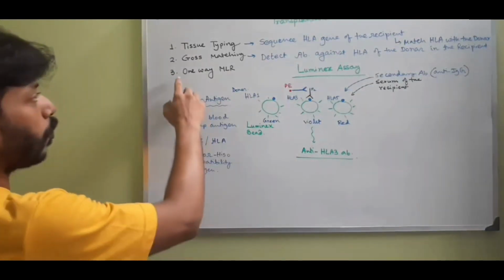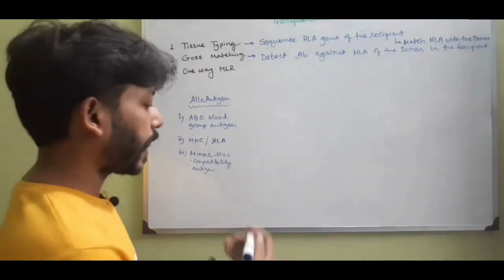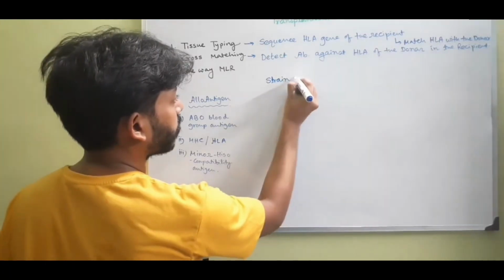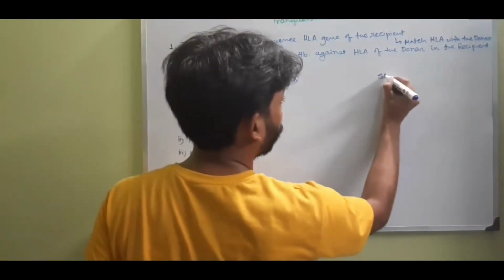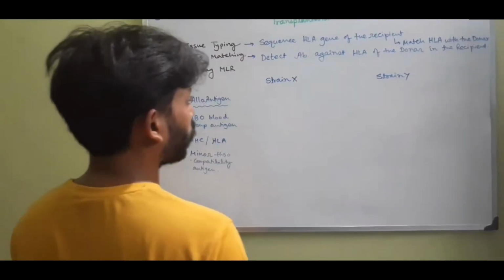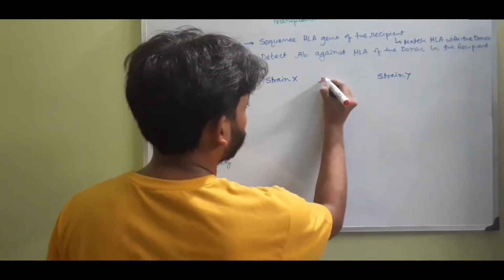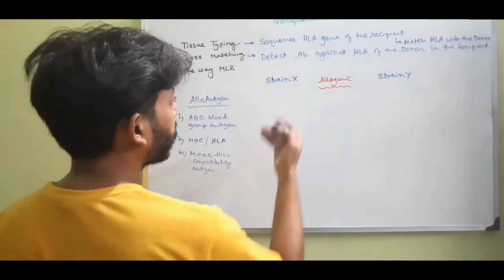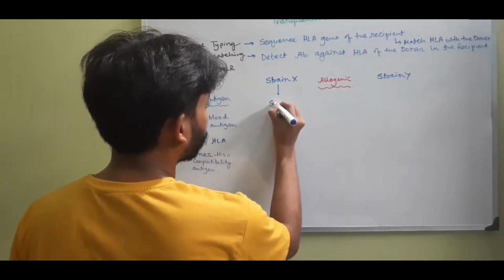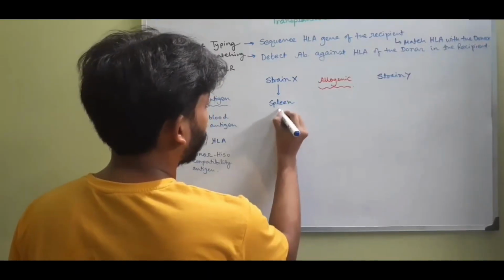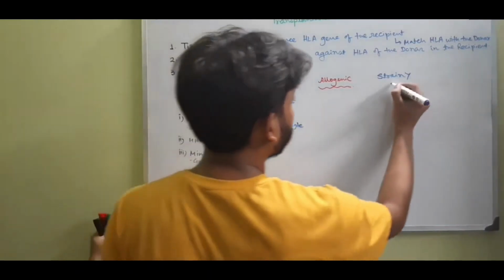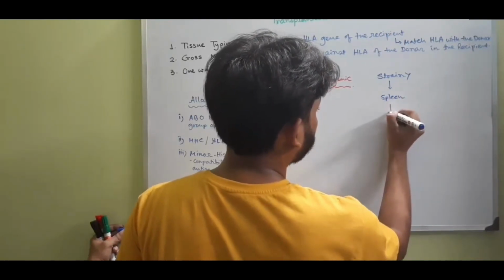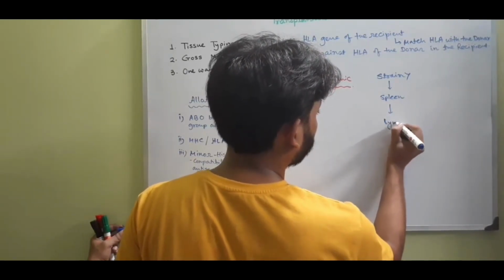Now I will show you the one way mixed lymphocyte reaction. Scientists take 2 different strains of mice. Let's suppose this is strain X, any strain of mice, and strain Y. These mice are allogenic. Allogenic means genetically different. And after taking these mice, they separate the spleen and isolate lymphocytes. The same thing is performed in this mouse also. The spleen is isolated and lymphocytes are separated from the spleen.